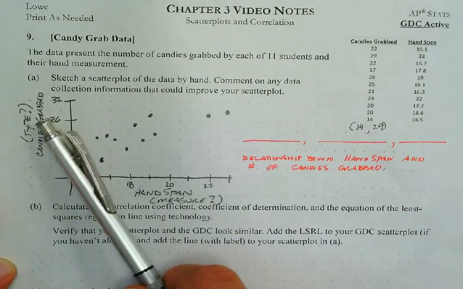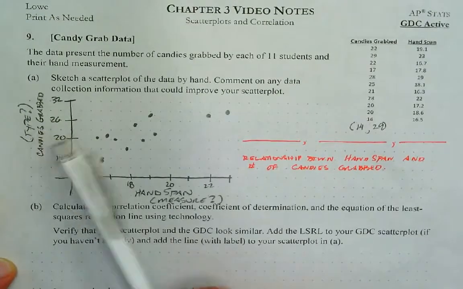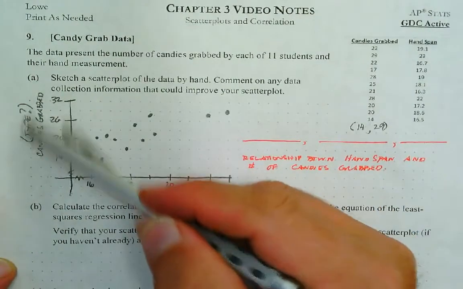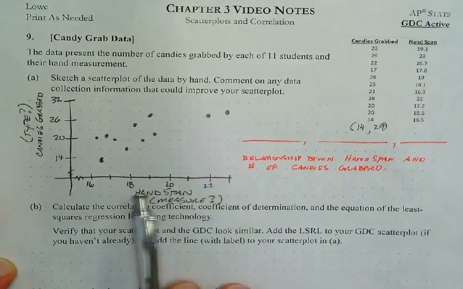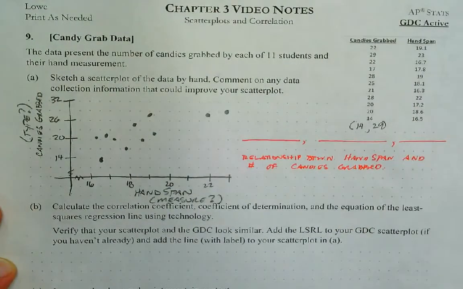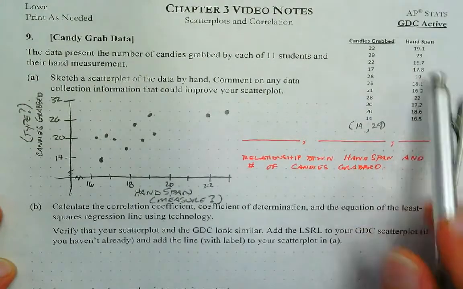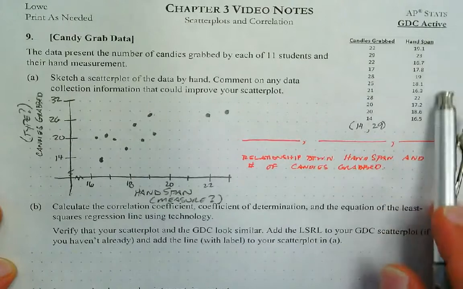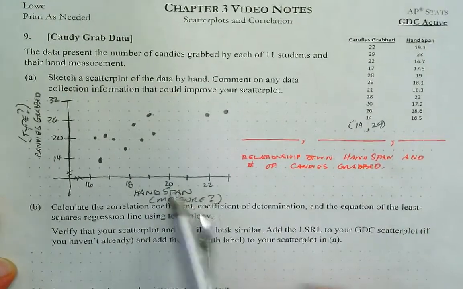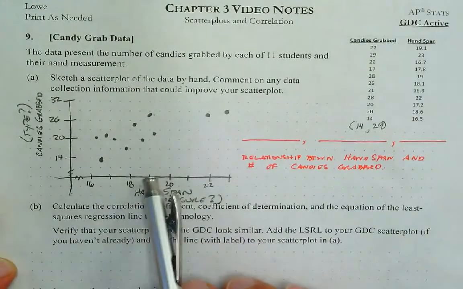Well, what type of candies did we grab? Different size candies may affect the type of correlation that we have, or maybe not. But knowing the type of candy would help. What about the hand span? What's the measure of hand span? These are just some numbers, but are these inches? Are they centimeters? Are they quarter inches? Are they half? My guess is they're probably centimeters, but if we're not sure, that can cause a problem for us later on. We should have these labeled nicely.